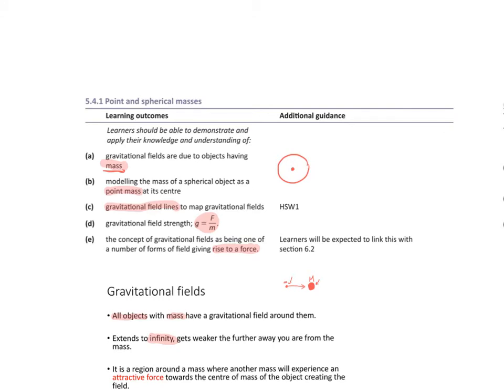Gravitational field lines are used to map gravitational fields. Just to remind you that gravitational fields are also vector quantities since they have a direction and a size, the same as gravitational field strength, sorry. And the concept of gravitational fields is one of a number of forms of fields giving rise to force. We did briefly discuss this in terms of electric and magnetic fields around charges or magnets individually.